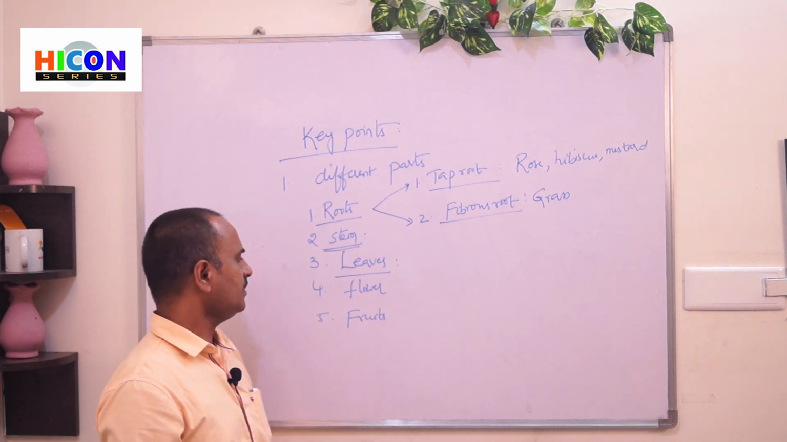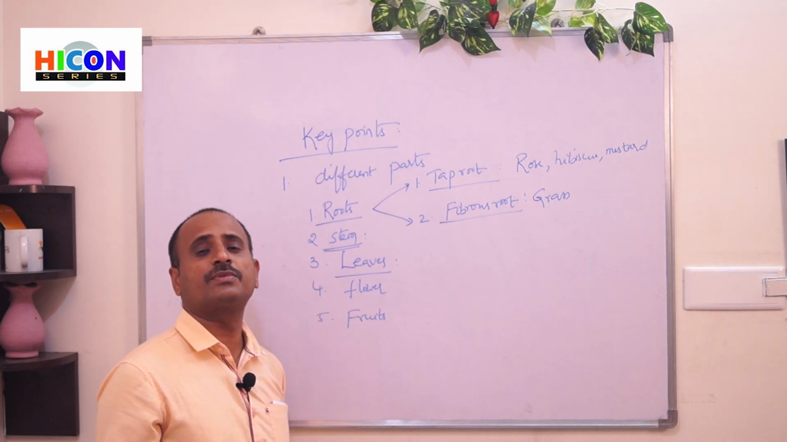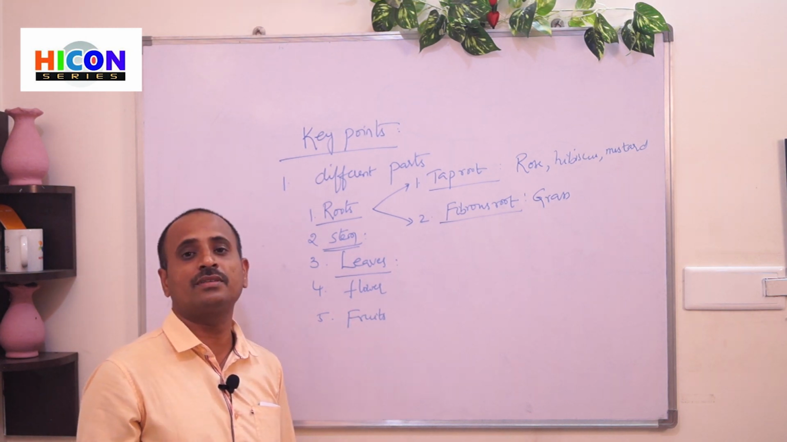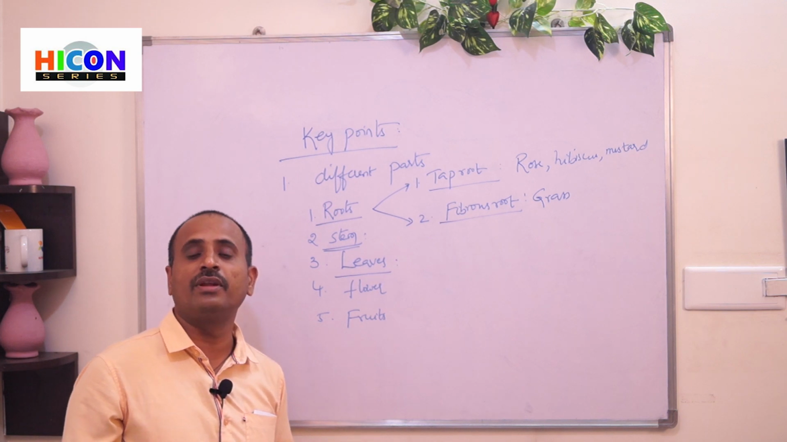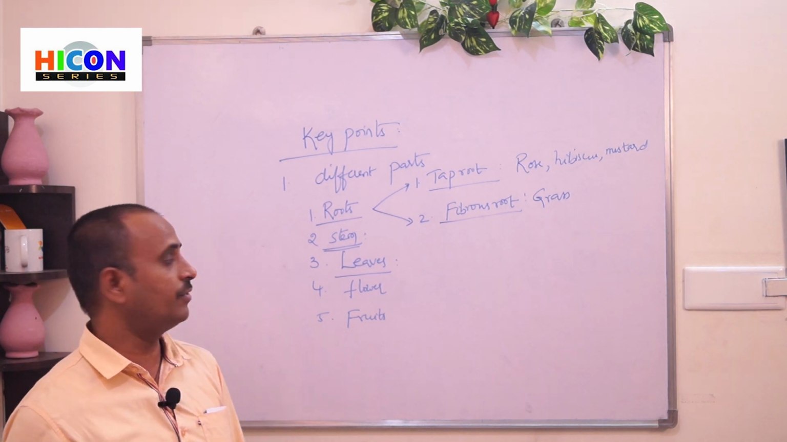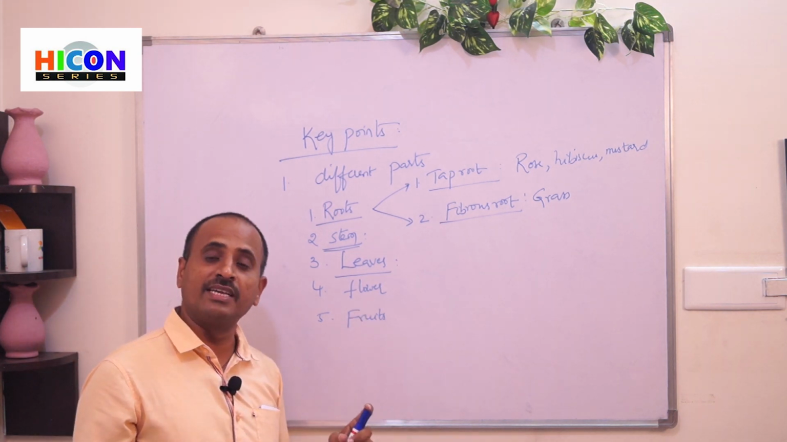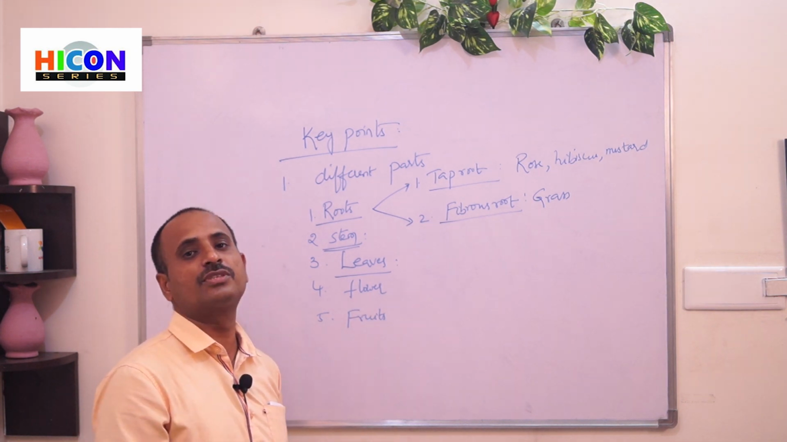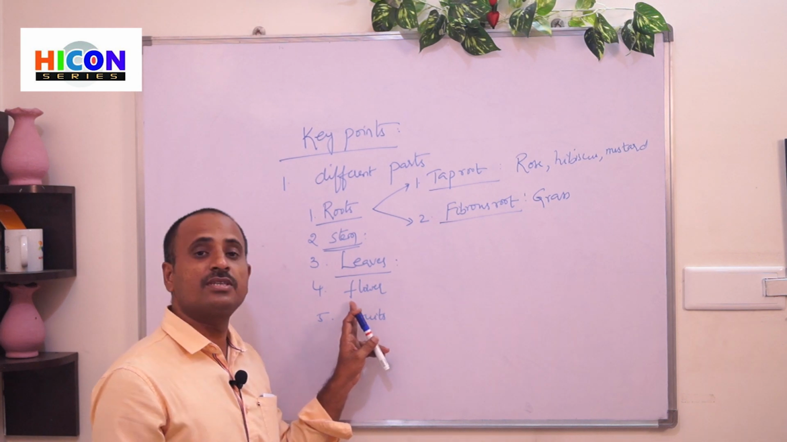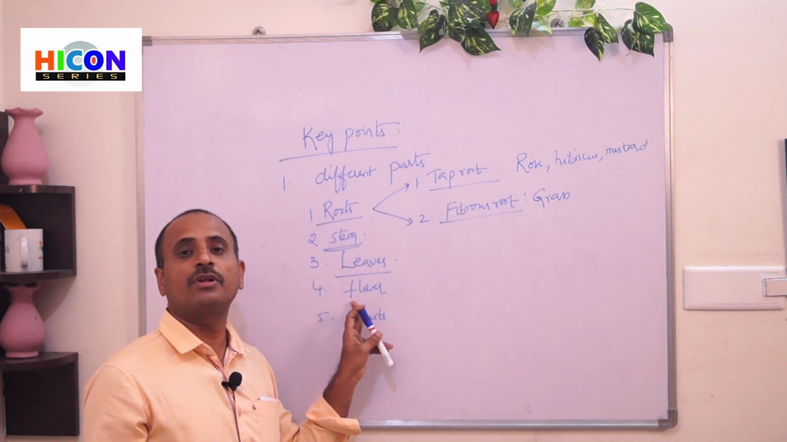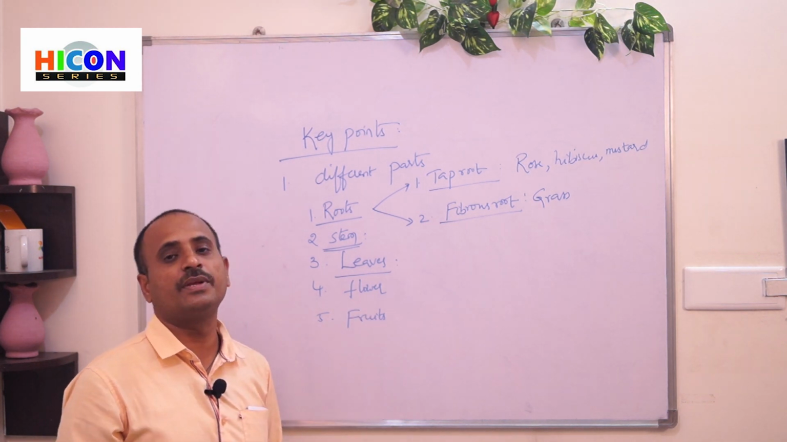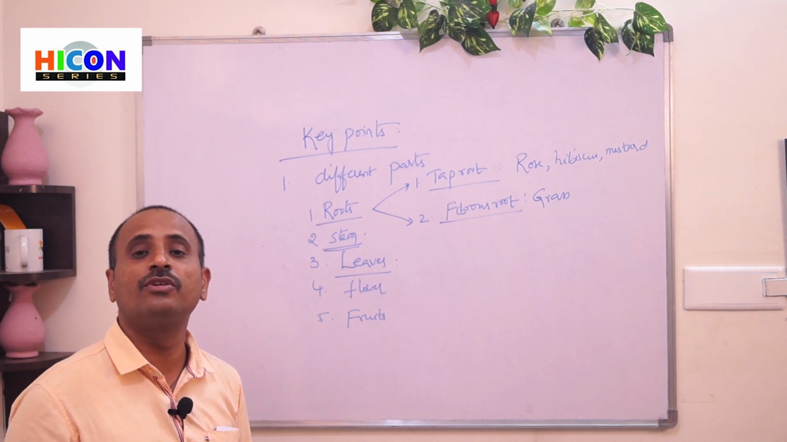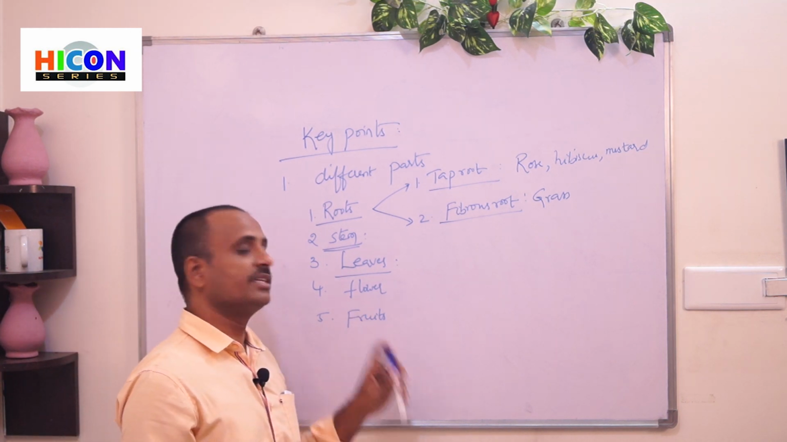Next, another one is flower. There are different types of flowers and different colored flowers, and they look very beautiful. They attract insects for pollination, and fertilization takes place in flowers. These flowers will develop into fruits. So the flowers are the main site of reproduction, and if pollination takes place in the flowers, they will be converted into fruits. So this is about flowers.